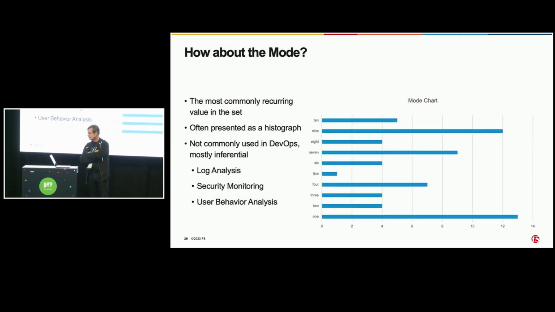So, mode. Mode is one of those underutilized things, the most common recurring set. Usually we see it as histograms for this. And we don't use it a lot, or at least we don't use it a lot in our DevOps work here. But we do look at it in log analysis. We look at it in user behavior. What are people commonly doing with the system? What is their common pathway through the system? So user interfaces and user behavior become a really important part of a mode environment here.